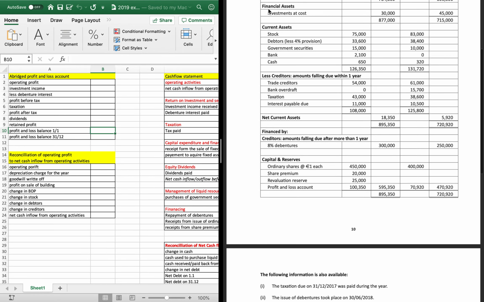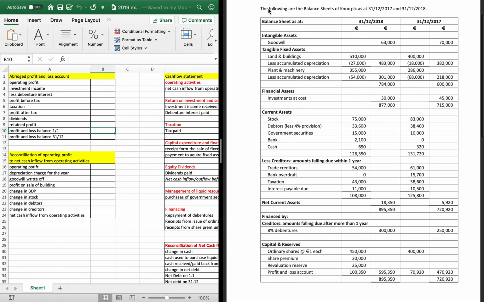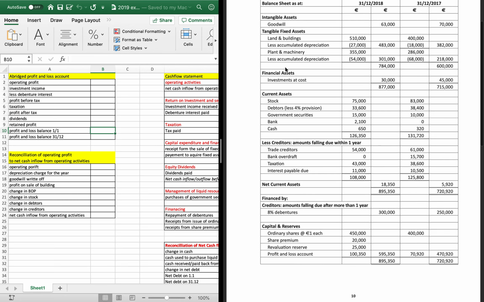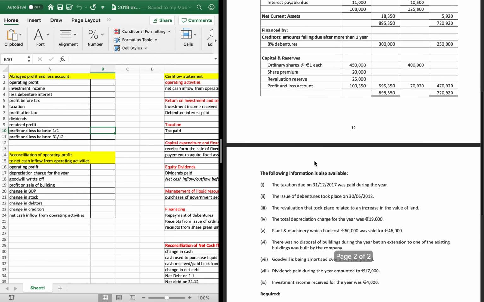So this is the 2019 Examcraft mock cash flow statement. What we need to do really is look at the bottom and use all this information to find out the last remaining numbers that we need to find out.